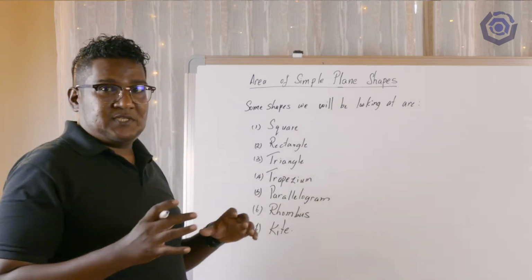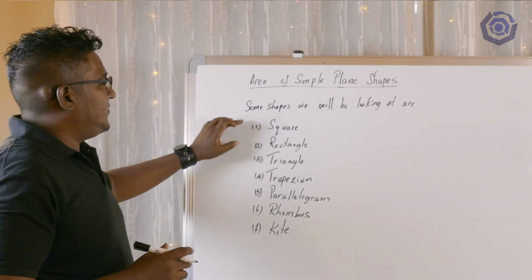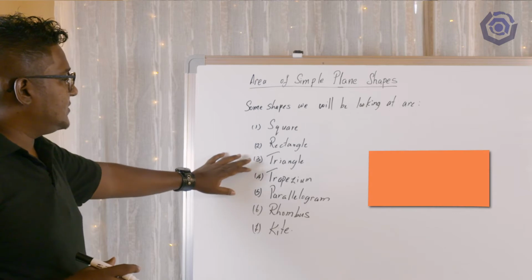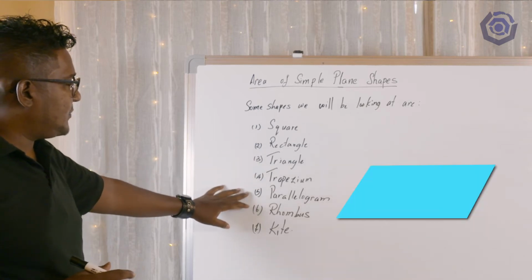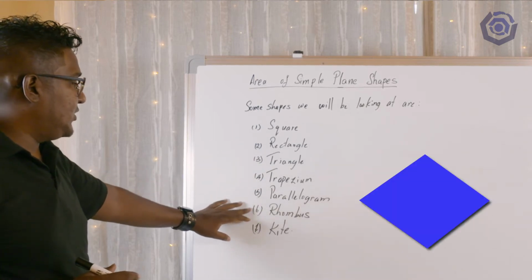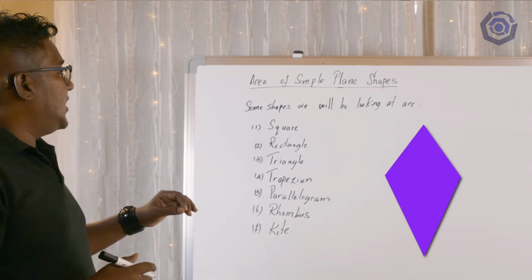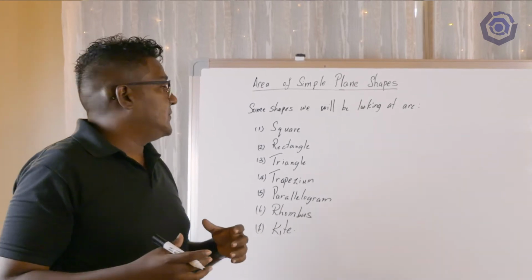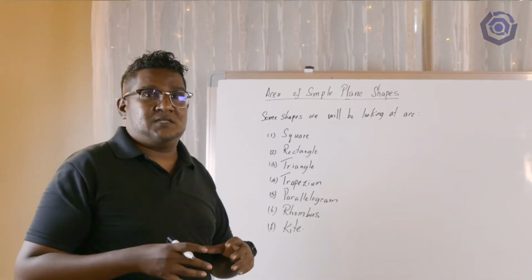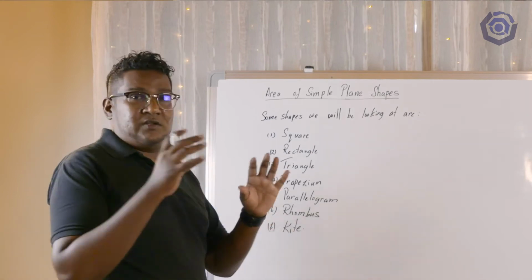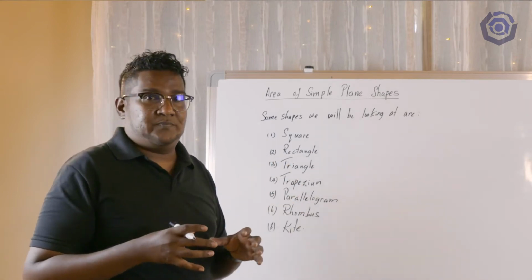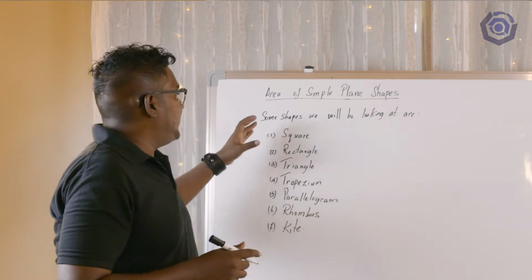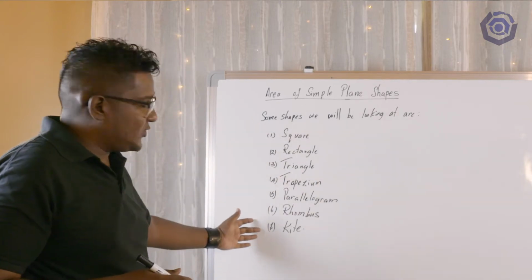So some of the shapes that we'll be focusing on today are the square, the rectangle, the triangle, the trapezium, the parallelogram, the rhombus, and the kite. Now, the circle is also a plane figure, but we will not be focusing on the circle in this section because there's a lot of parts to go with the circle. So the circle would be in another session, but for now these are the shapes we're going to be focusing on.